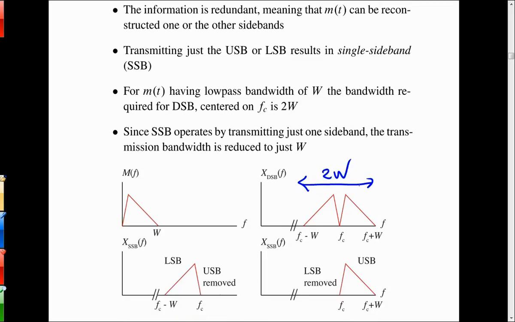And intuition says both of those sidebands contain the same information, so could I get by with sending only one of them? And that's what the plan is here. So lower single sideband will remove the upper sideband, and upper single sideband will remove the lower sideband. So now you're only consuming half the bandwidth.